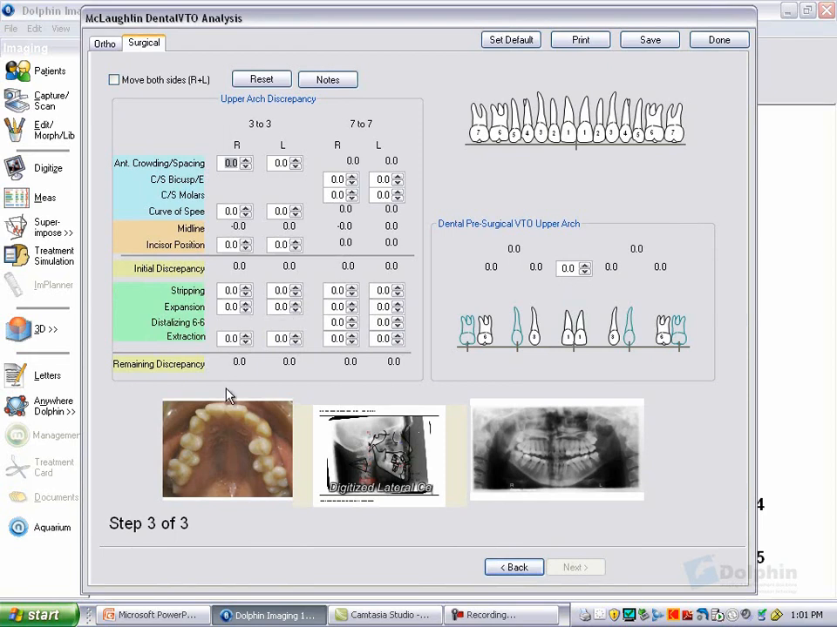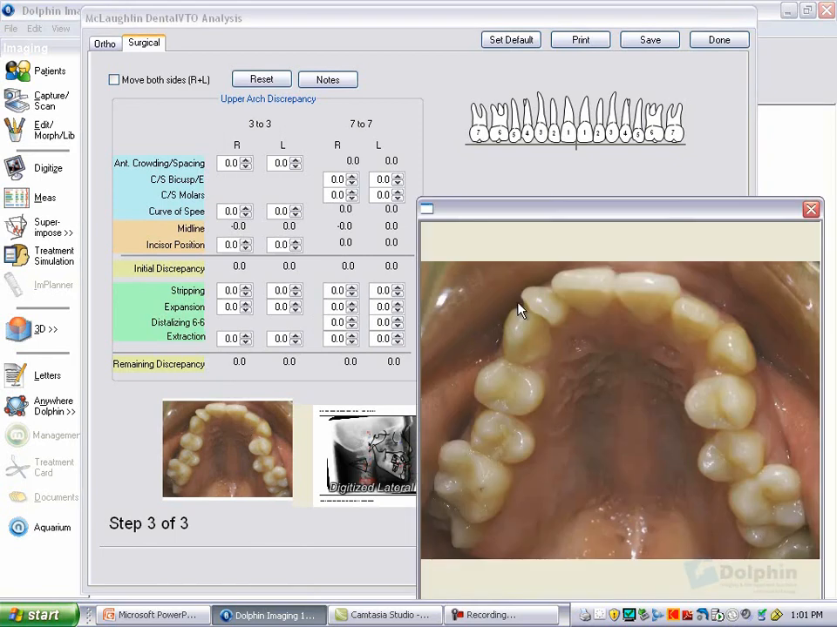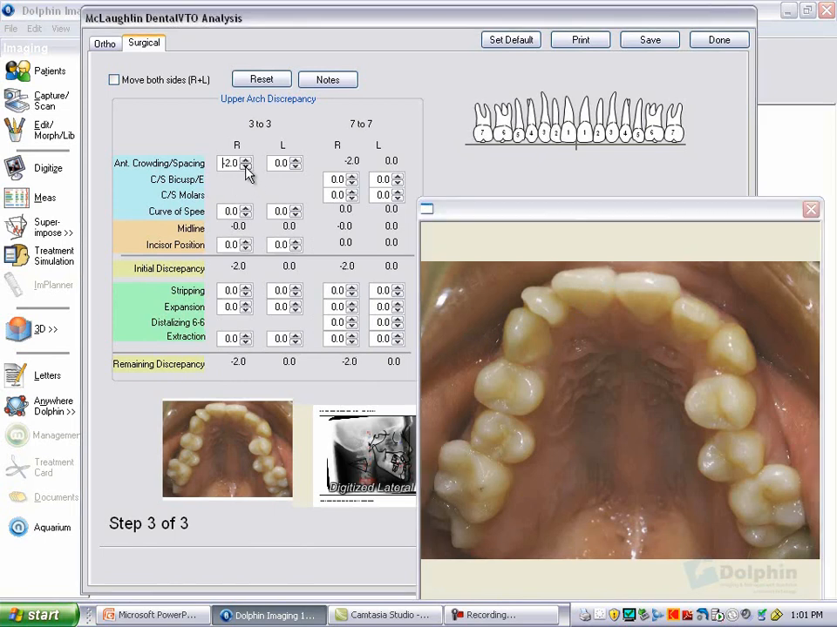So in the upper arch, let's take a look here. In the upper right quadrant, we have 4 millimeters of crowding. So we're going to record a -4 in the upper right anterior segment. And on the patient's left side, we have 3 millimeters of crowding. So we're going to record a -3 on the left anterior segment.